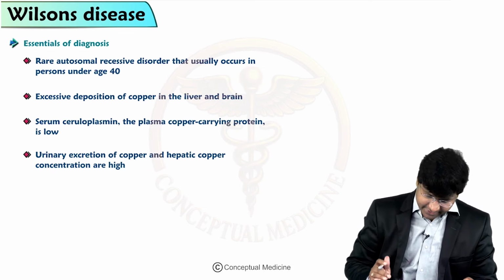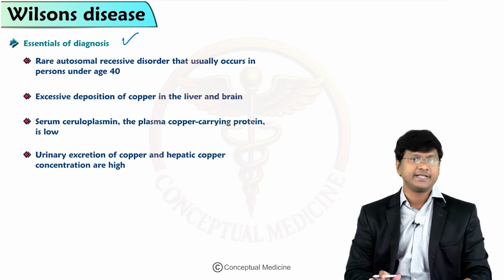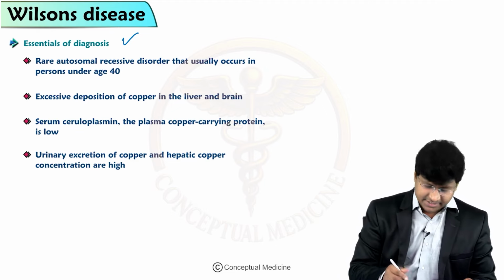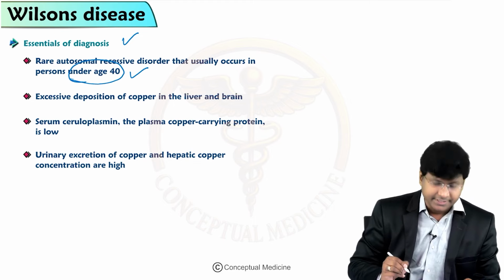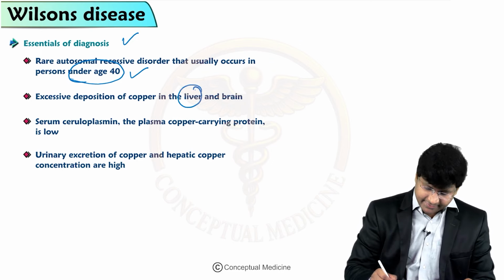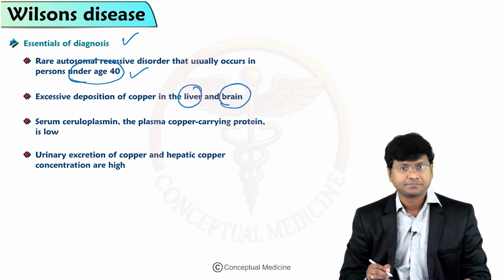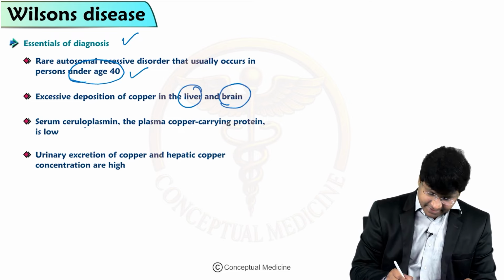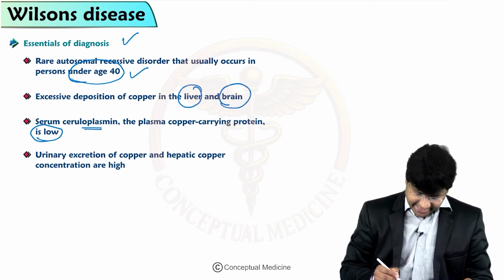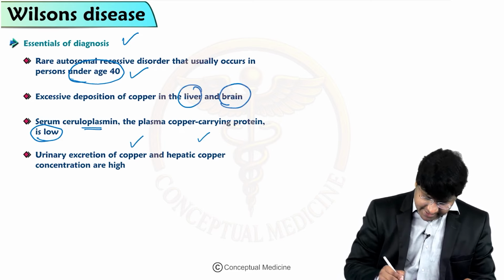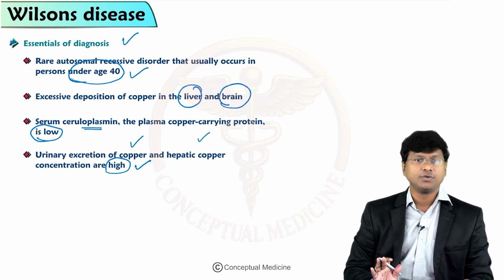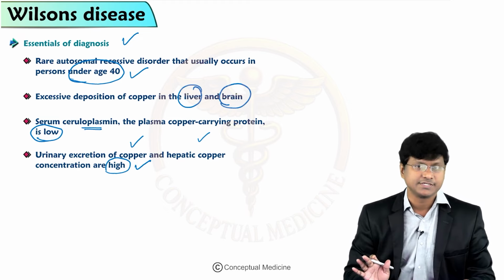Now, if you take the essentials of diagnosis, right, to summarize, the entire Wilson's is an autosomal recessive disorder that usually occurs in persons under the age of 40 years. And excessive deposition of the copper will occur in the liver and as well as in the brain. And serum ceruloplasmin levels will be low, right? Serum ceruloplasmin levels will be low. And urinary excretion of copper and as well as the hepatic copper concentrations, they are very high. Okay, so that is about the essentials of diagnosis of the Wilson's.